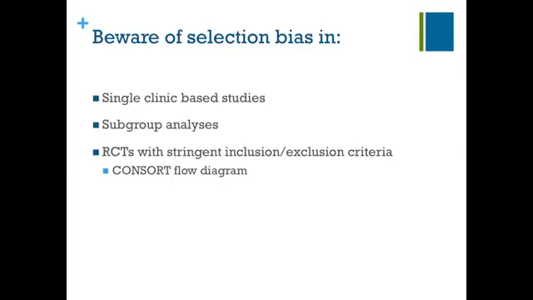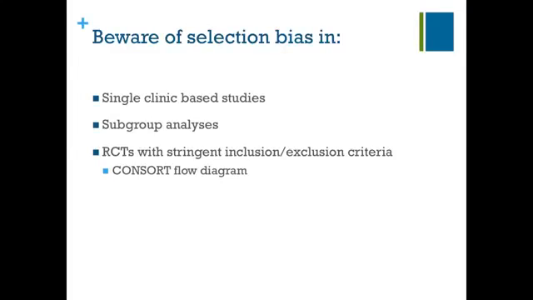Selection bias is sneaky and must be considered in almost every study type. Watch out for it in cohort or case-controlled studies that are done at single sites. Studies that have subgroup analyses may have selection bias in the creation of subgroups as well. It can even happen with randomized controlled trials.